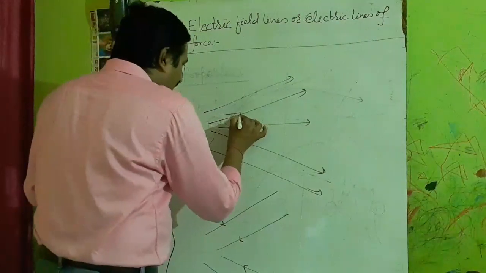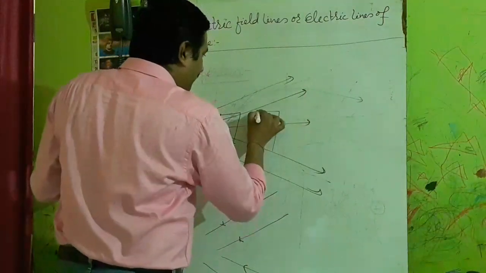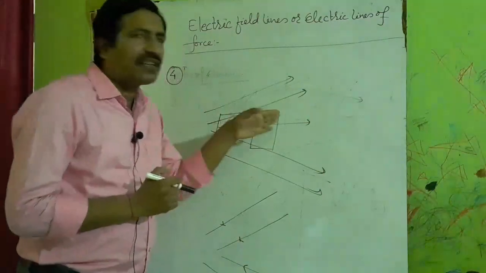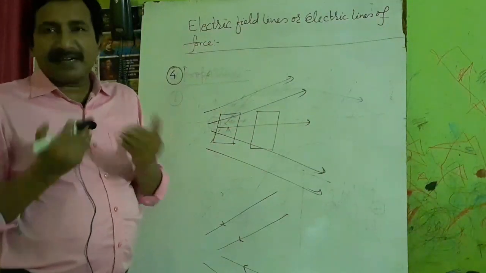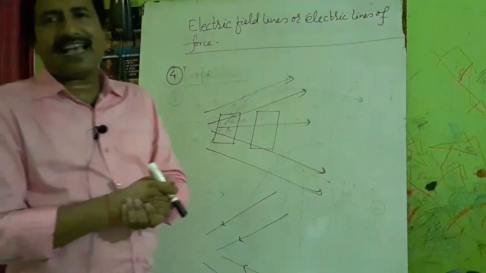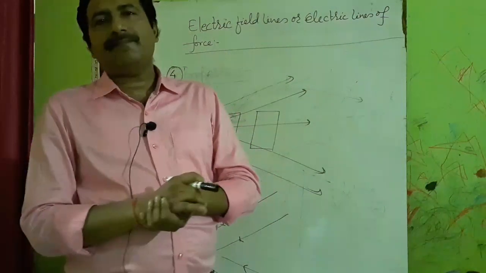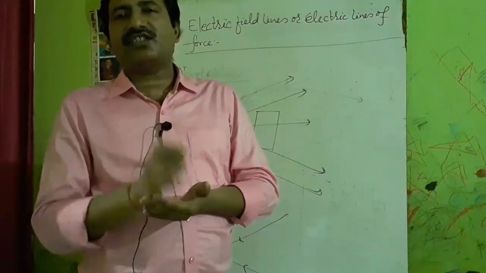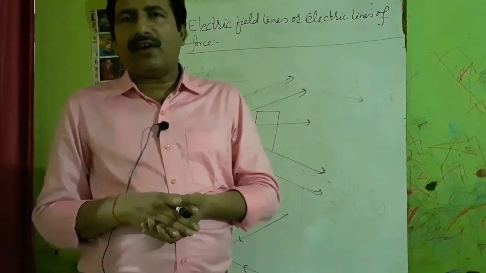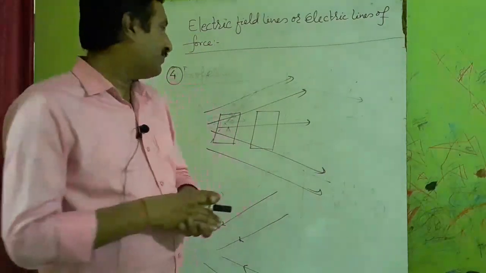In this situation, if we find the number of field lines per unit area here and number of field lines per unit area here, they will be different. So intensity of electric field at these two positions will be different. It depends upon the number of field lines passing per unit area. So you can write the fourth property as: the number of electric field lines passing per unit area, that is number density of electric field lines at a place, gives the numerical value of electric field intensity at that point. Is it clear? Okay.